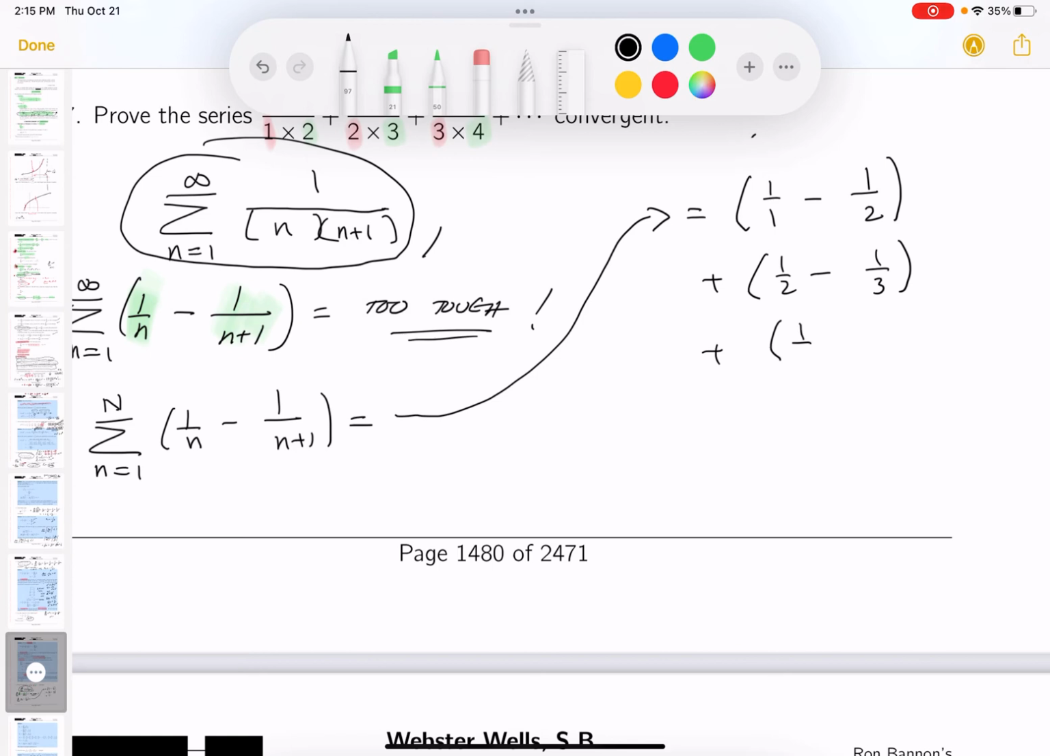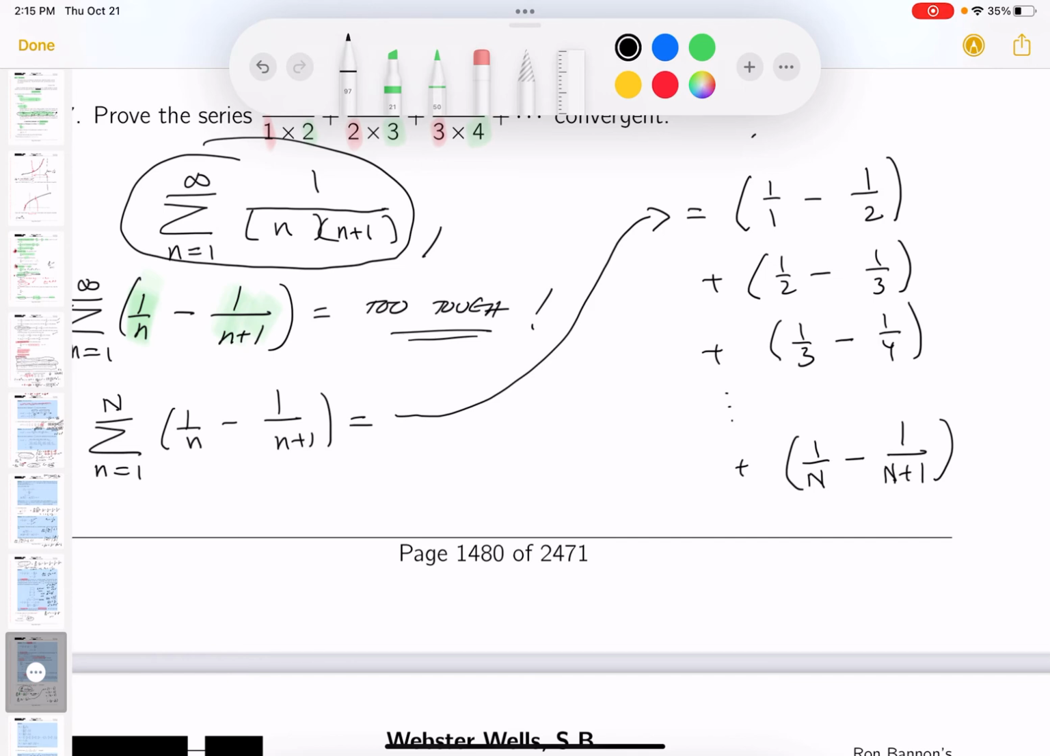Plus 1 over 3 minus 1 over 4. Now I got to be honest with you, this is going to be a dot, dot, dot to the very end. I'm hoping as you get to the end, though, you know we're stopping at the big N. So what do you get over here? 1 over the big N minus 1 over the big N plus 1.